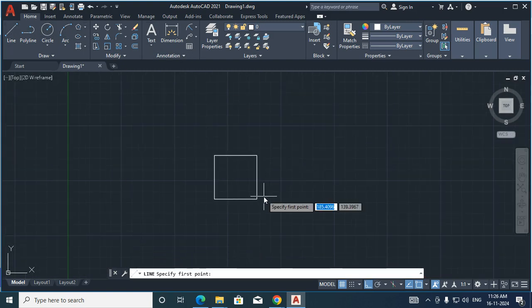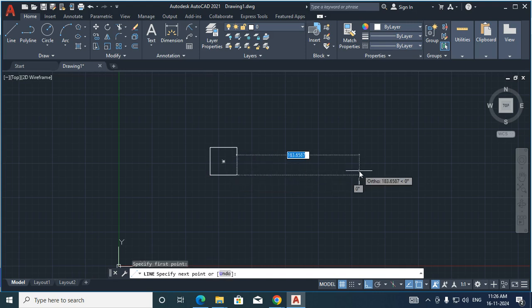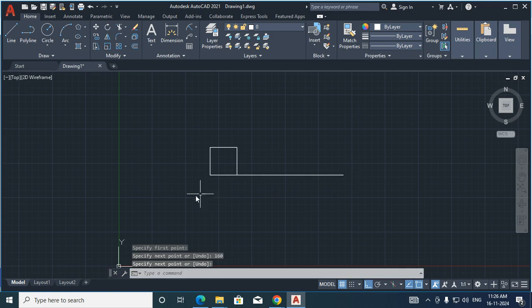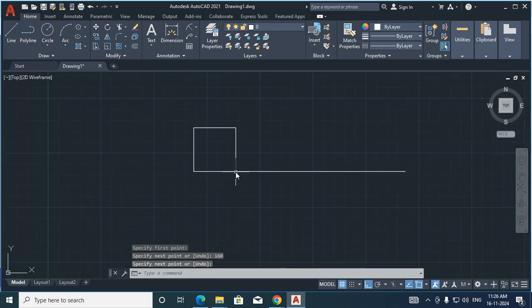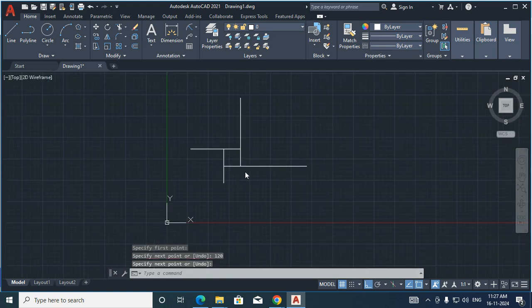Now we have to draw the involutes. For involute, we have to multiply each side. Since the side is 40 mm, the total perimeter is 160. So from the first point, we have to give 160. This is the final end point. First point we take here. The length will be around 40, then around 80, then around 120, and the final will be 160.